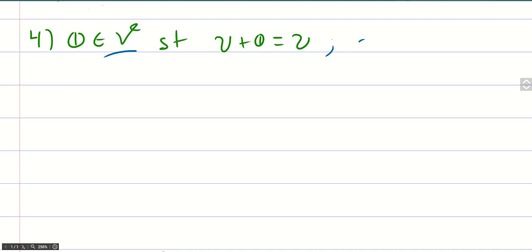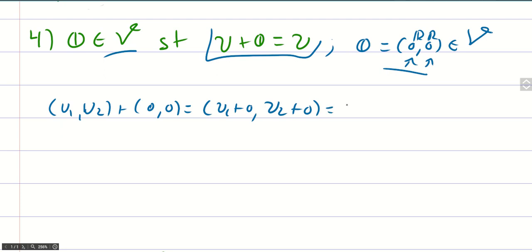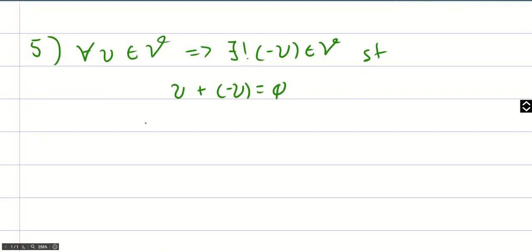So in this case, the zero vector is just a tuple with the two components equal to 0. They are real numbers, so therefore this is an element of V. That's the first thing. And then we need to show that it satisfies this property here. So u1, u2 plus 0, 0 equals u1 plus 0, u2 plus 0, and this at the end is just u1, u2, which equals u. Therefore, it satisfies the fourth axiom, the existence of the zero vector.